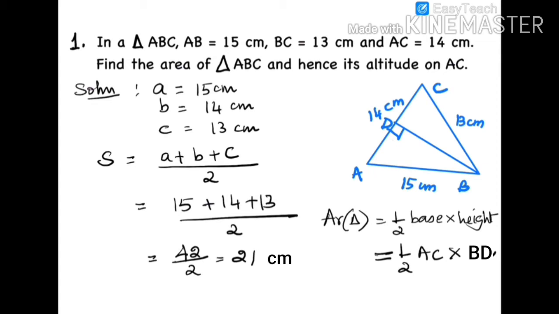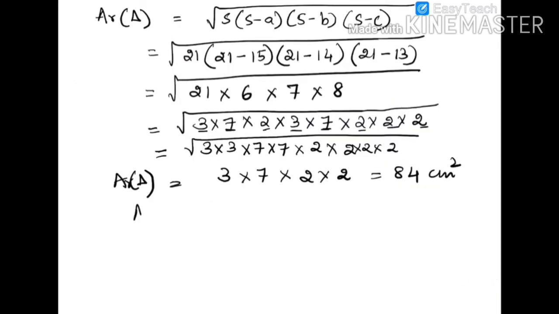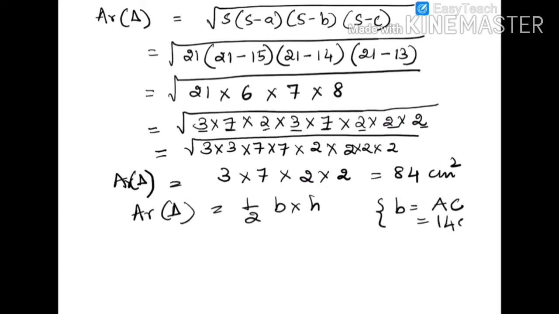Now we have already found the area of this triangle using Heron's formula. So we are going to substitute over here in this formula and then find. So area of triangle is also equal to half base into height. The base is AC as we have to find altitude to this base, which is given as 14 centimeters. So 84 is equal to half into 14 into h.